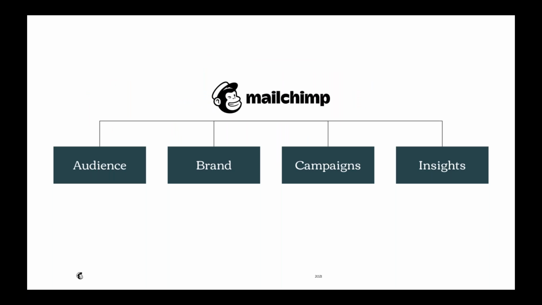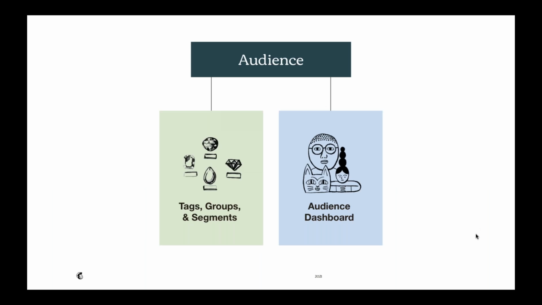To start, there are four major components of customer needs when it comes to marketing: audience, brand, campaigns, and insights. To help you out, the MailChimp platform is made up of different sets of tools that support each one of these key marketing needs. So first, you're going to start with your audience. The more that you know about your people, the smarter you can be with your marketing. And MailChimp supports your audience management needs with marketing CRM functionality.